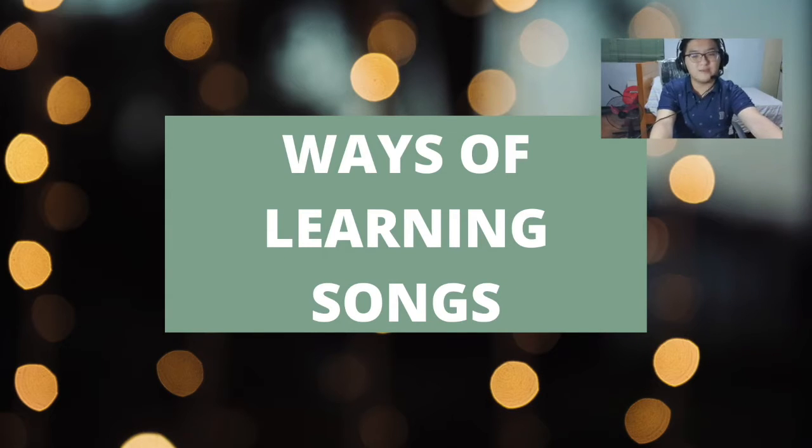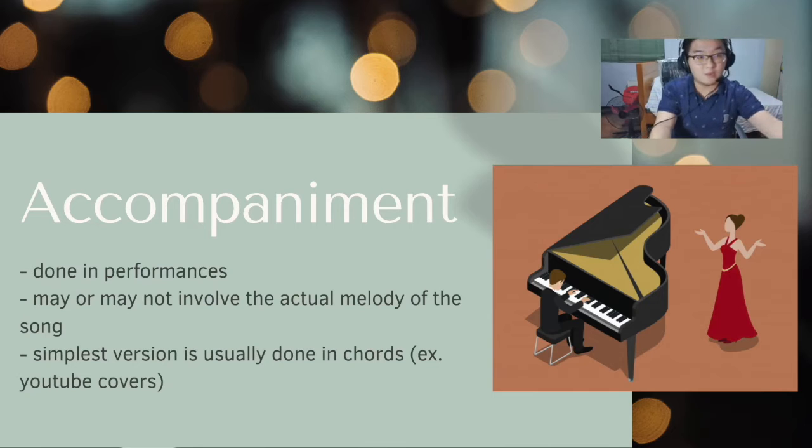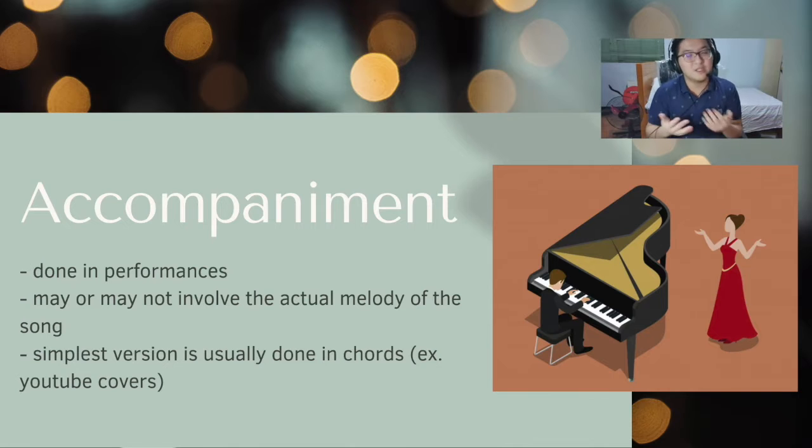Next, we have the ways of learning songs. There are two ways of learning songs. First, we have the accompaniment way of learning a song. These are usually done in performances, and they may or may not involve learning or playing the actual melody of the song. The simplest version of accompaniment is usually done in chords. Examples of this are YouTube covers, where the vocalists are also the instrumentalists, singing while playing the piano or the guitar or whatever.